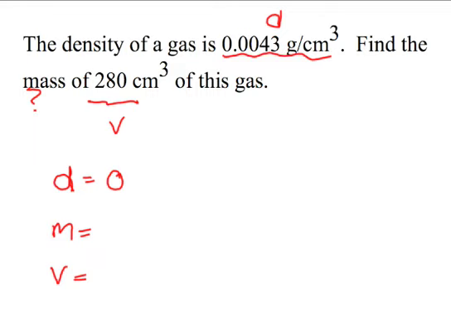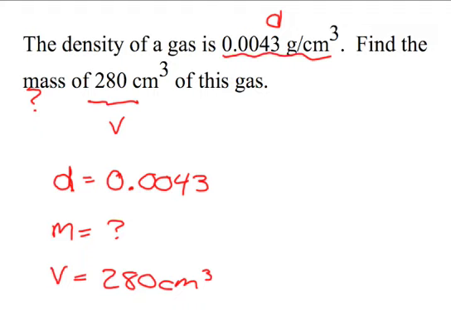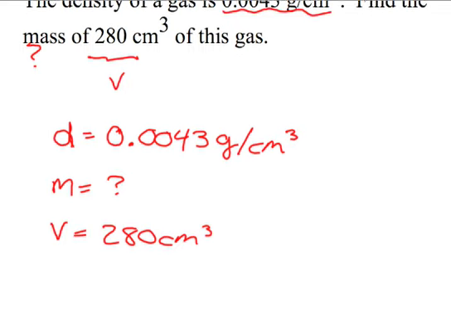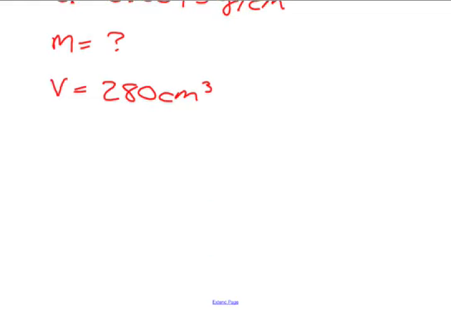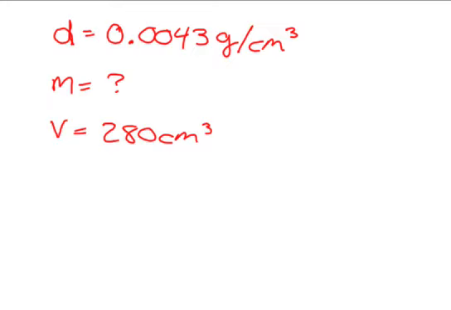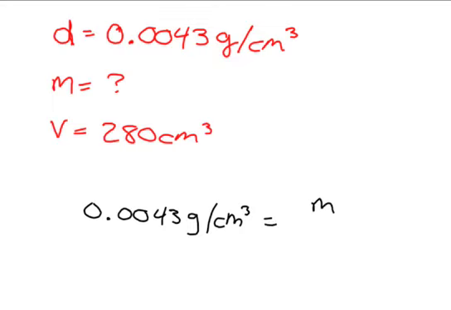And we know that our density is 0.0043 grams per centimeter cubed. I didn't write the grams per centimeter cubed, we'll do it in a second. 280 centimeters cubed down here. And let's go back up at the top and put our units back on. So 0.0043 grams per centimeter cubed. And now we need to plug this into our equation. So we know that density equals mass over volume. So we've got 0.0043 grams per centimeter cubed equals M over 280 centimeters cubed.